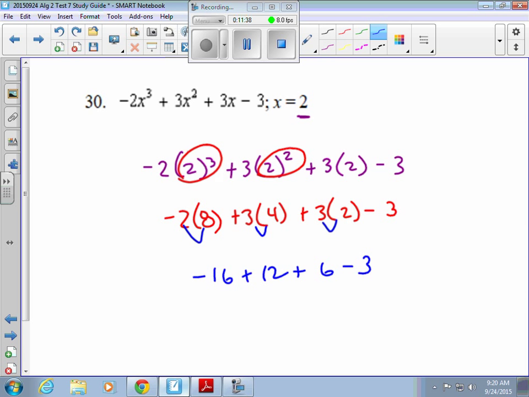Addition and subtraction is next. Negative 16 plus 12 is negative 4. Negative 4 plus 6 is 2. And 2 minus 3 is negative 1.